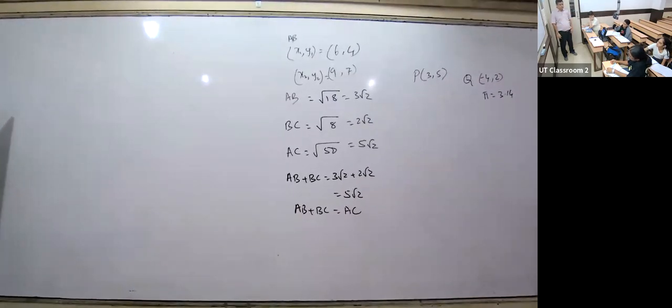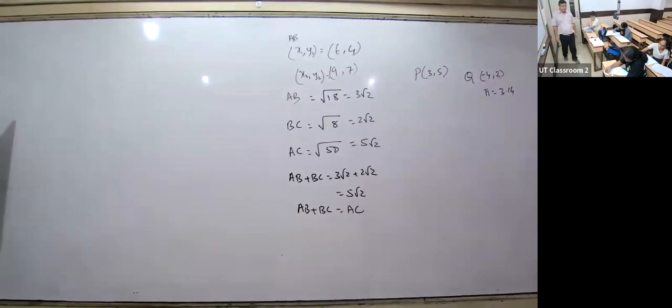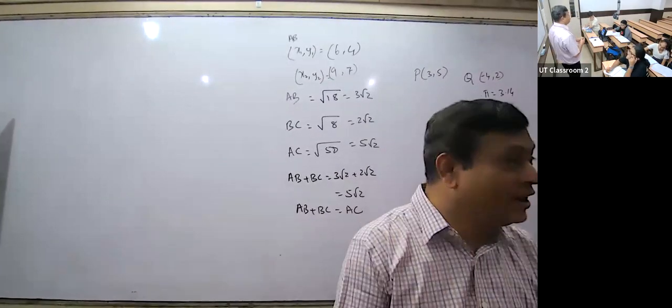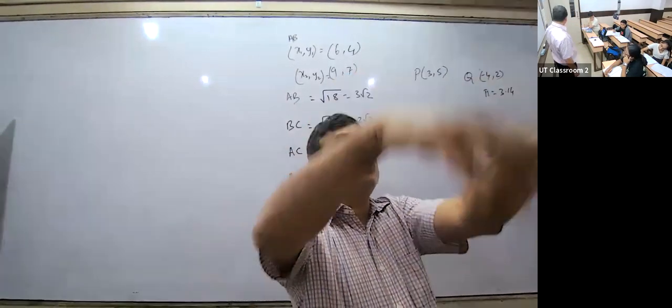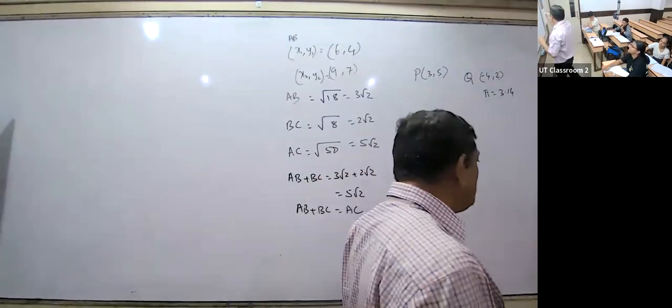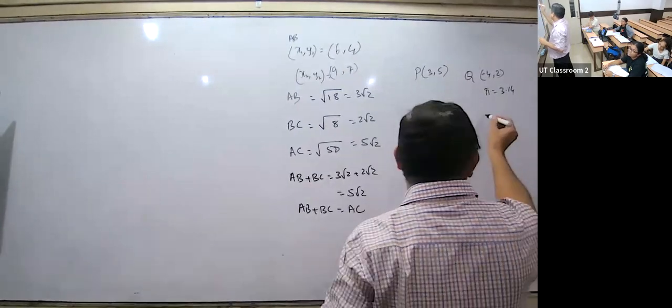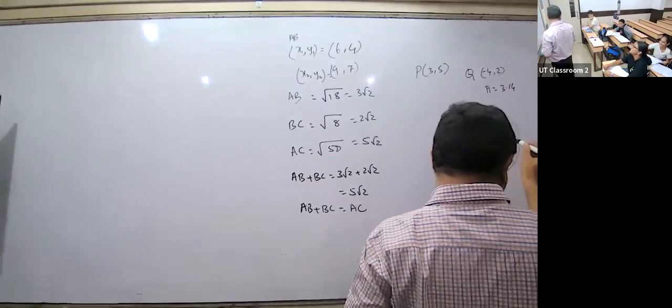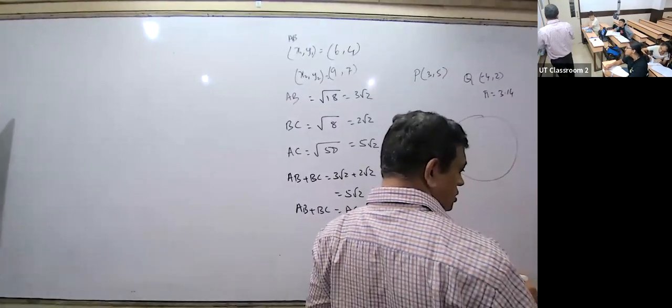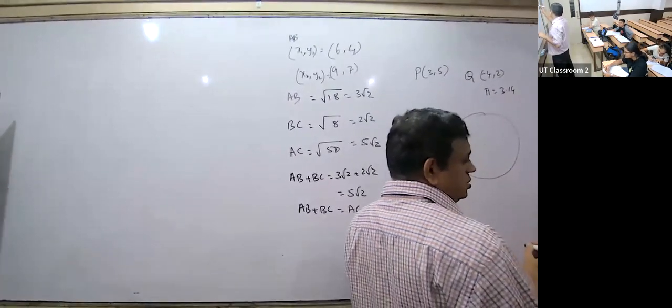Draw the figure and show me. Draw a rough figure and show me. She's drawing any point on... What is the meaning of on the circle? Here, this is on the circle. No. This is inside the circle. On the circle means here.